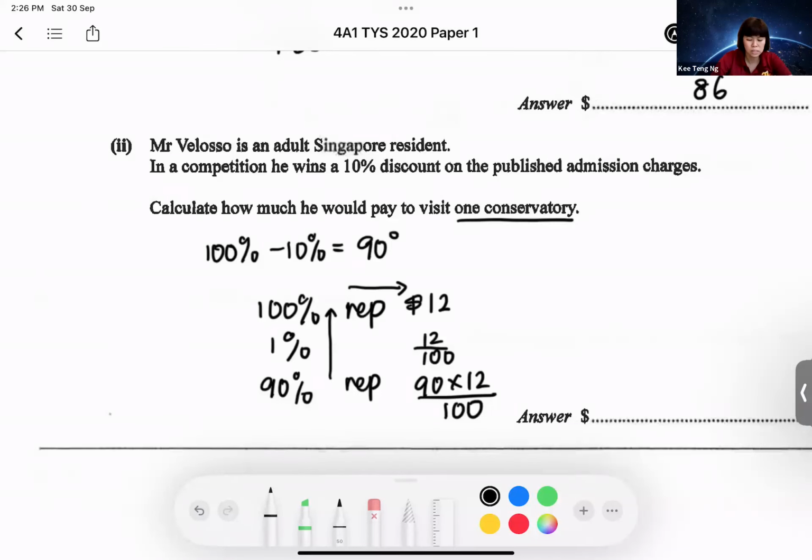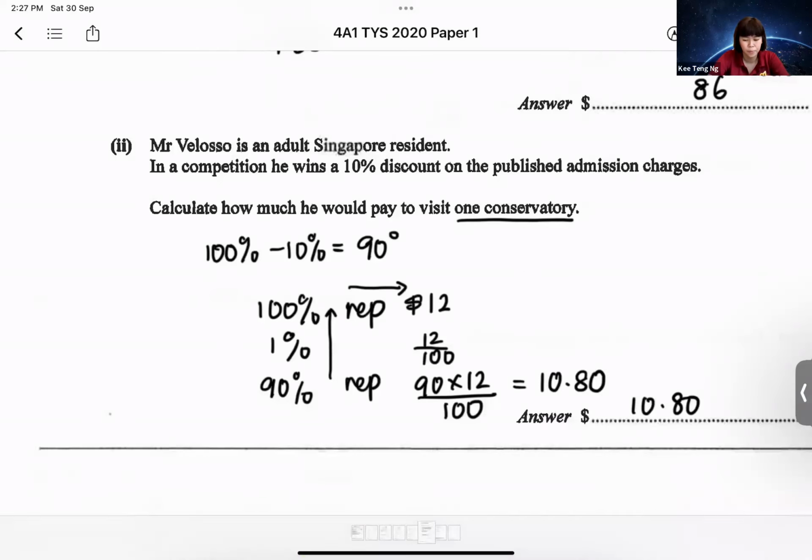And we get, this is money, dollars and cents, so that will be $10.80. Remember to add in the 0. All right. Now let's answer our last question.